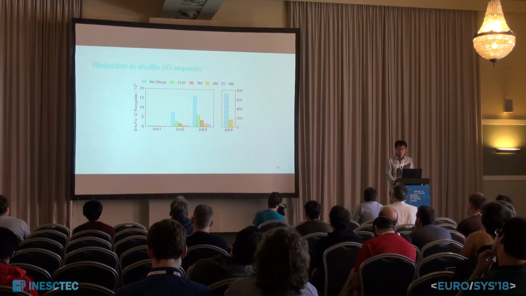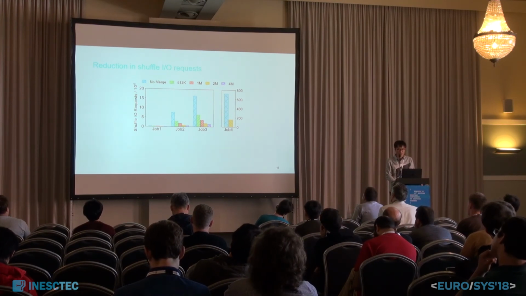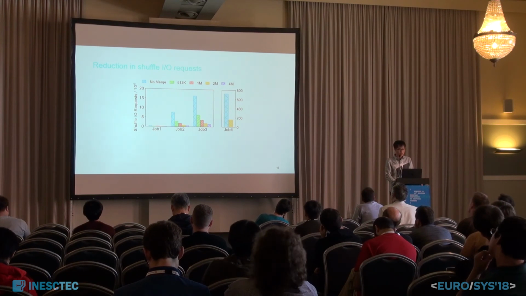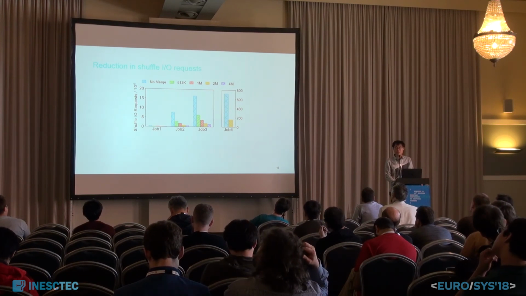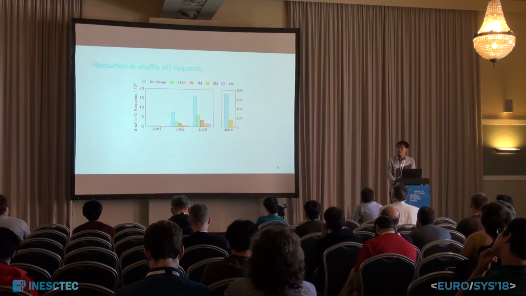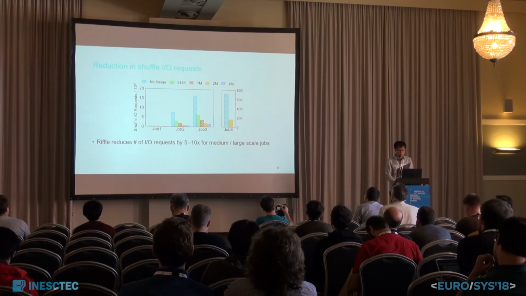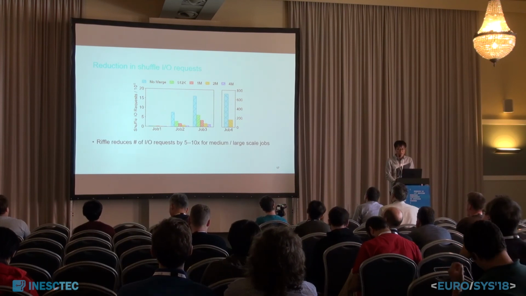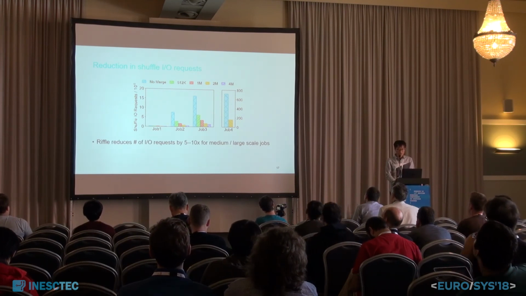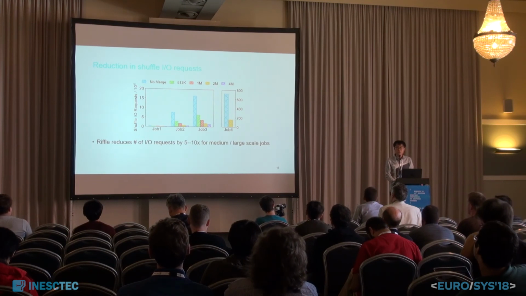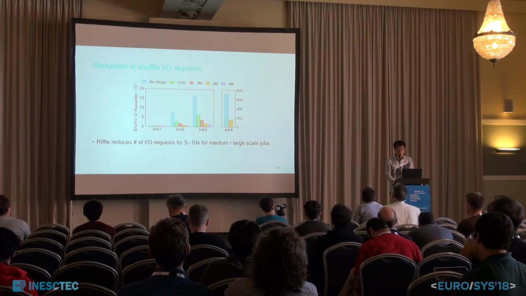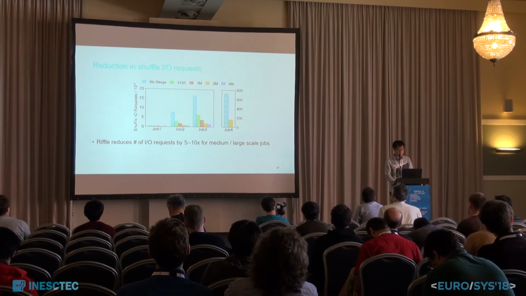So we first look at the I/O efficiency. This figure shows different jobs on the x-axis and the total shuffle I/O requests on the y-axis. The colors show different merge policies, with merge block sizes of 512 kilobytes, 1 megabyte, 2 megabytes, and 4 megabytes. We can see that Riffle reduces the number of shuffle I/O requests by 5 to 10x for medium to large scale jobs with, for example, the 2 megabyte merge policy.